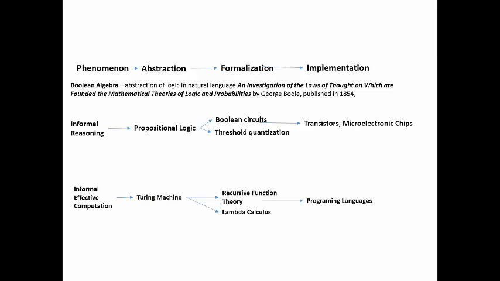Now, an allied abstraction was the Turing machine that Alan Turing invented about 100 years later, and that comes out of the notion of informal effective computation and what it means to compute something or use an algorithm.